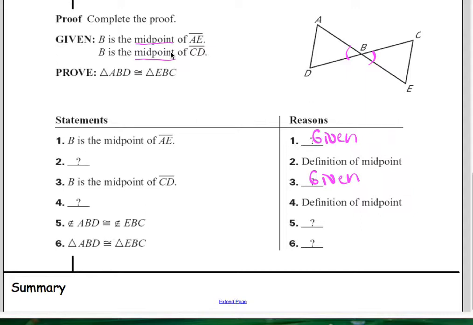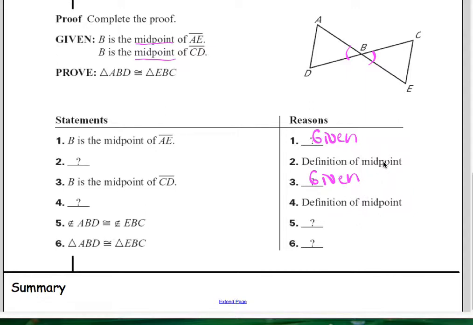Because you will have heard it enough in class to know, is it supposed to be a theorem? Is it supposed to be a definition? Is it supposed to be a postulate? I'm not real picky about if it's a postulate or a theorem if you put the wrong word. But for this one, we know that midpoint is just a vocabulary term. So the reason is definition of midpoint for these two blanks.